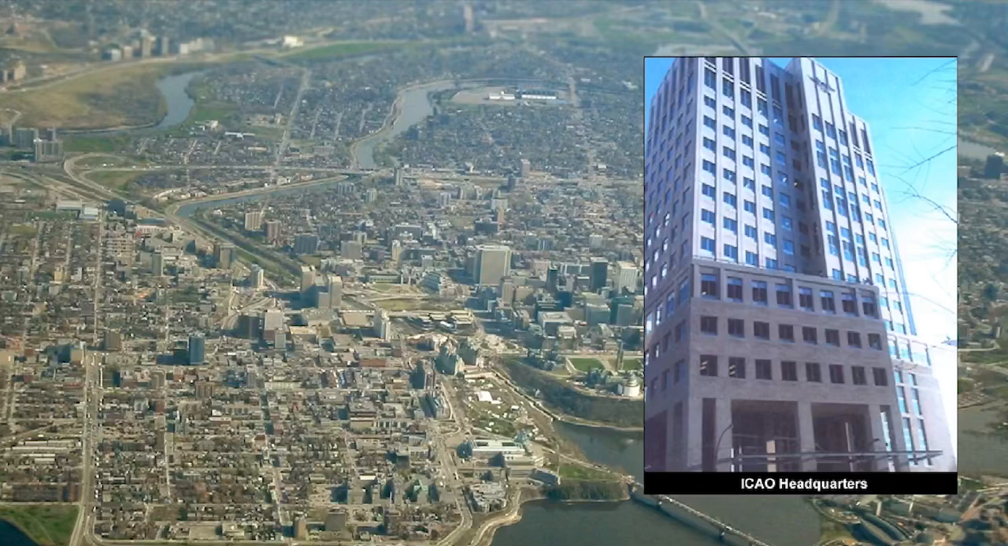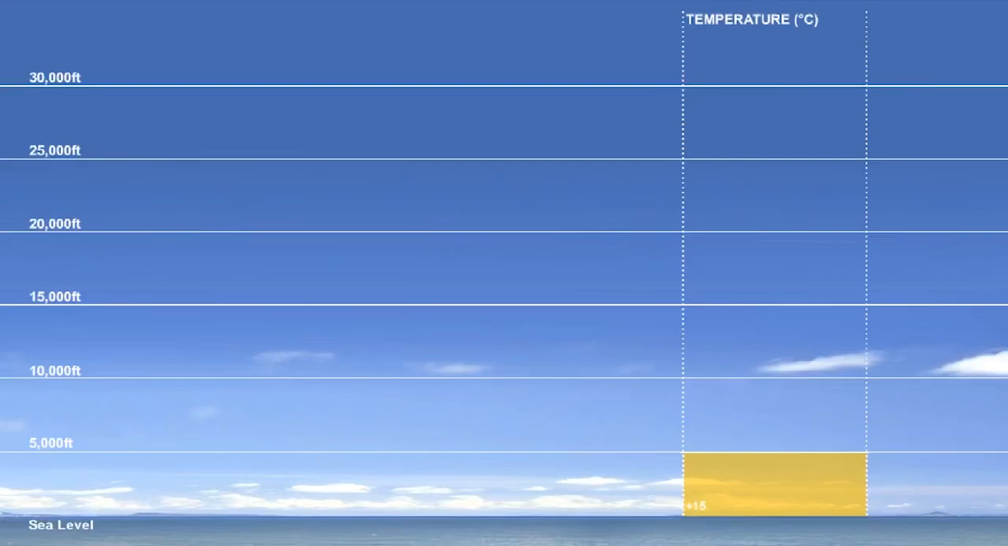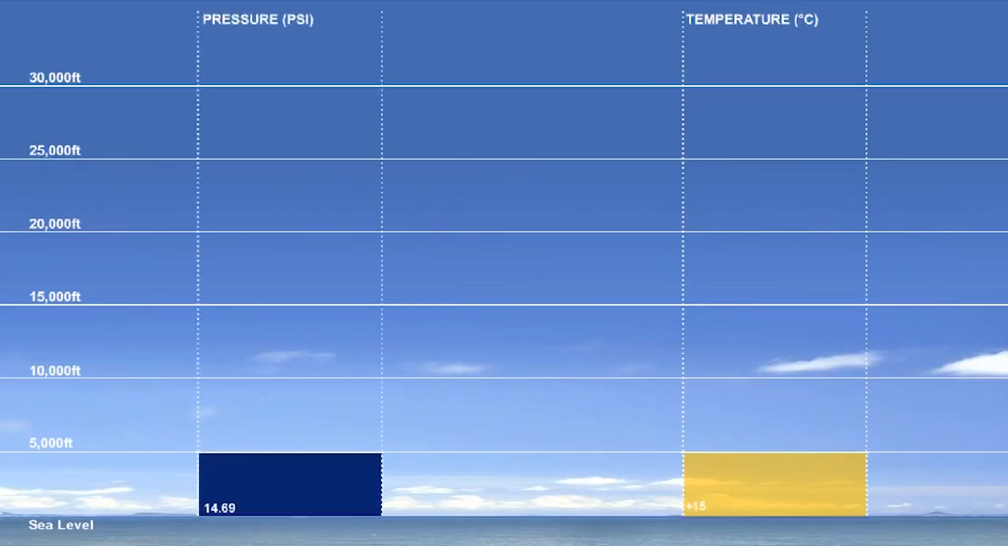ISA stands for International Civil Aviation Organization, or ICAO, Standard Atmosphere. From the diagram, we can see that the sea level ISA conditions can be said to exist at a temperature of plus 15 degrees Celsius, a pressure of 14.69 pounds per square inch, which is the equivalent of either 1013.25 millibars or 29.92 inches of mercury, or 1013.25 hectopascals, and a density of 1,225 grams per cubic meter.